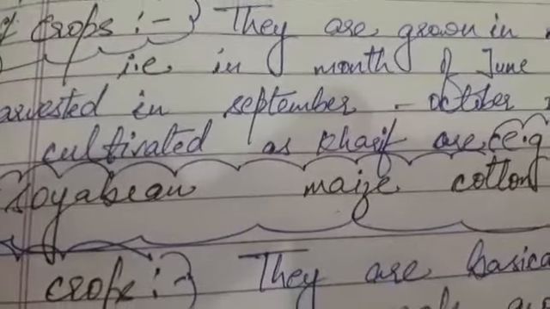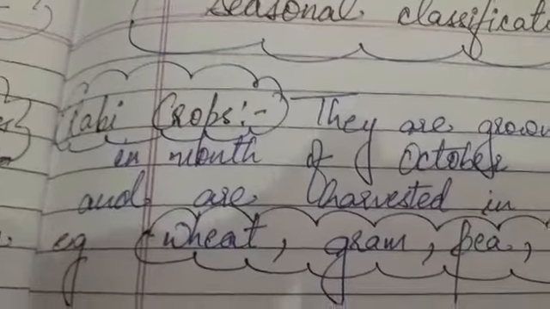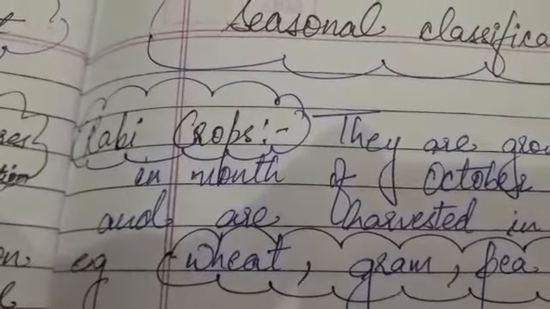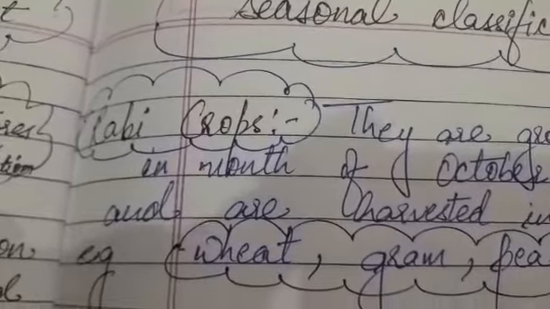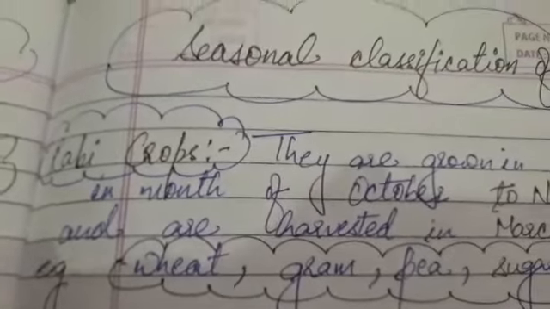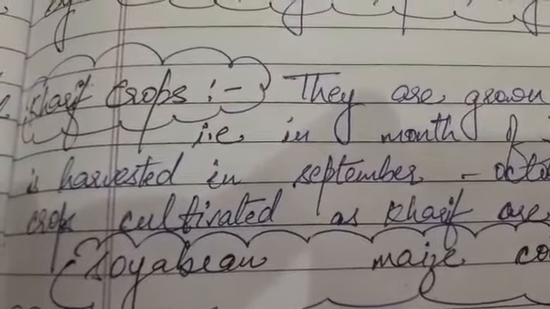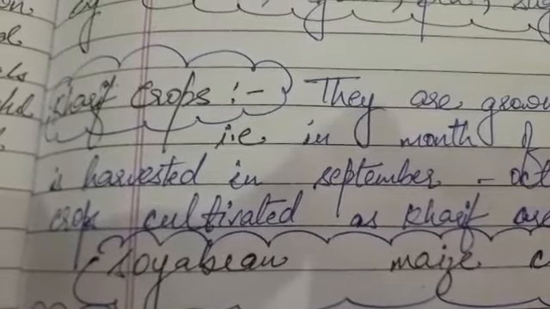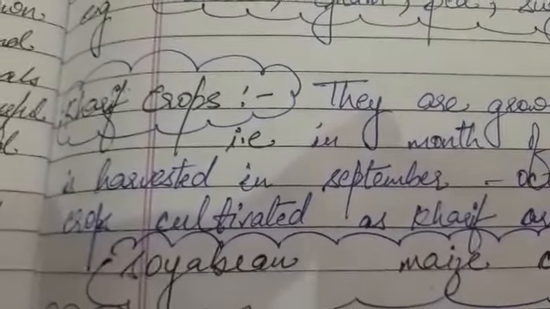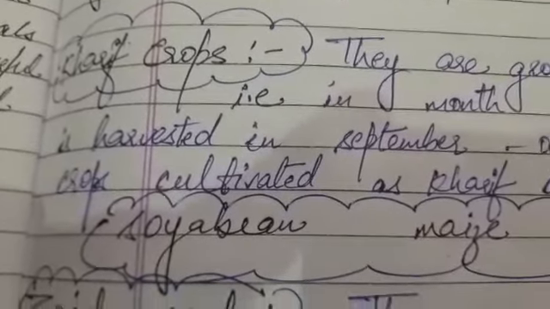Now, the third point of differentiation, that is requirement of water. How much water do Rabi crops or Kharif crops require? As we have learned, Rabi crops are grown in winter season, so the water requirement is average. An average amount of water is required for the cultivation of Rabi crops, whereas Kharif crops are grown in rainy season, that means the months during which maximum rainfall is experienced. That means Kharif crops require a very large amount of water for their cultivation.